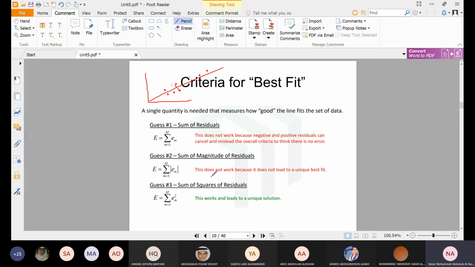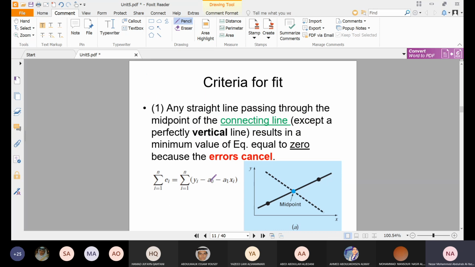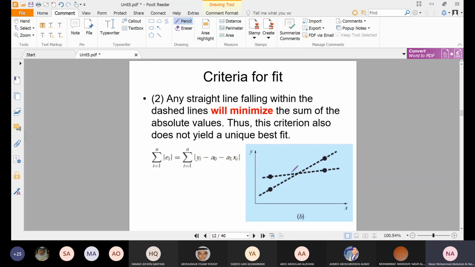Another method to measure this error is to take the sum of the magnitude of the error. This also will not work, because it will not lead to a unique solution. As we saw in this graph, if the dashed line represents the regression line, any point on this line will minimize the sum of the absolute values. So in this case, we will not get a unique solution.